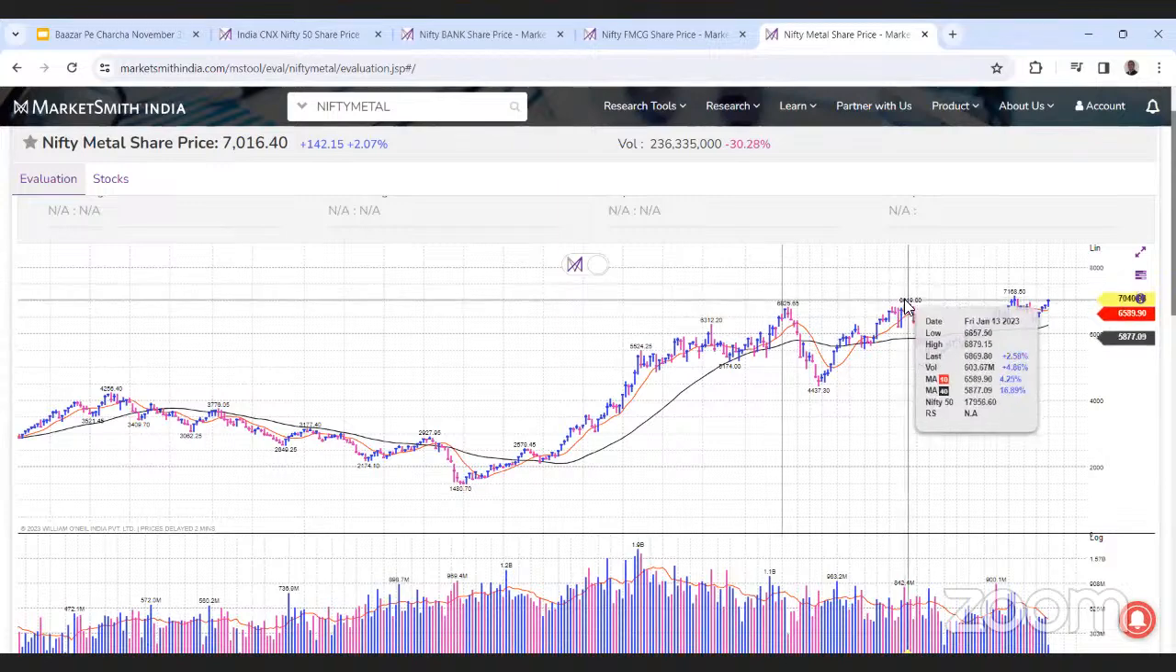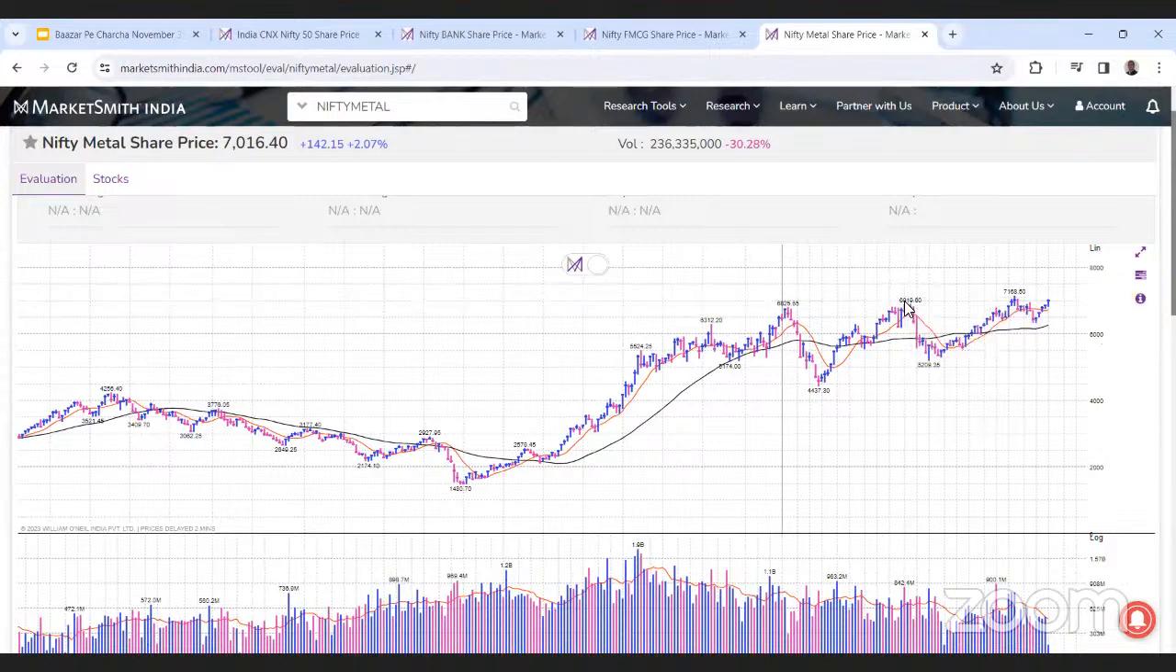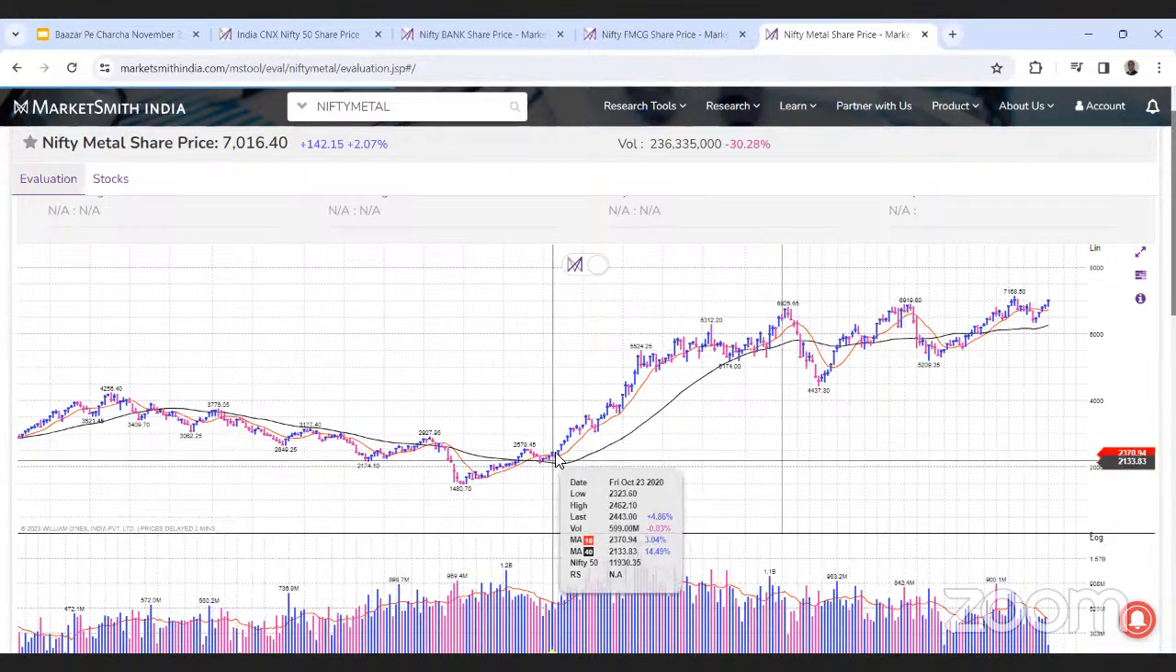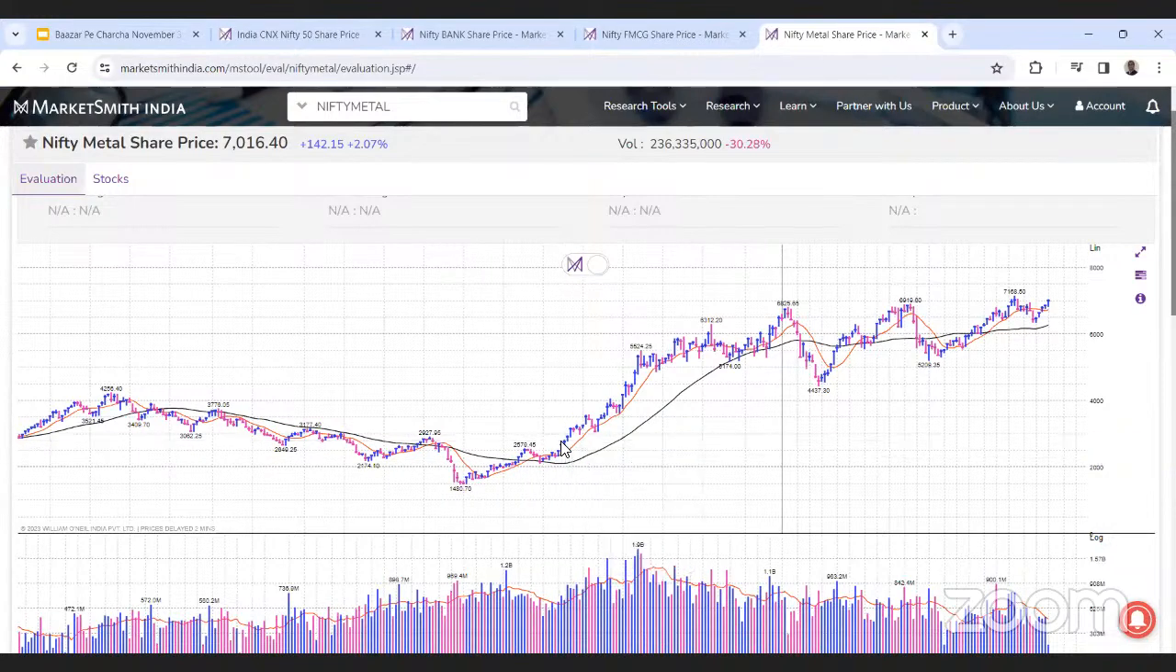Now technically, if this index crosses the level of 7,000, 7,200, there is a short-term resistance in the range of 7,000, 7,200. Suppose it clears that range, then maybe I can say 7,500 or 8,000 kind of levels. And if you remember, 3 years back, when this metal index gave a breakout somewhere around the end of 2020 or the first quarter of 2021, our ultimate target in the metal index was 8,000, 8,500 kind of range.